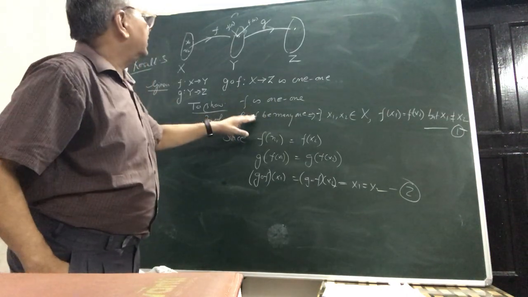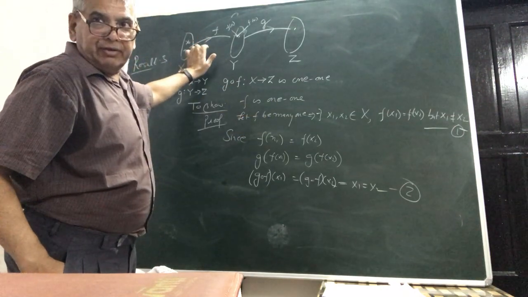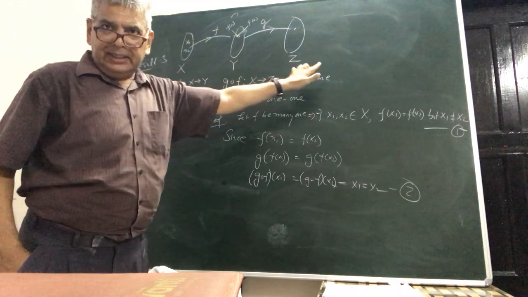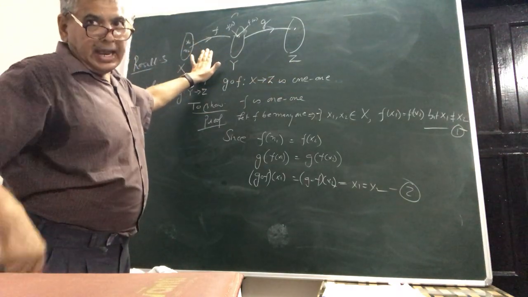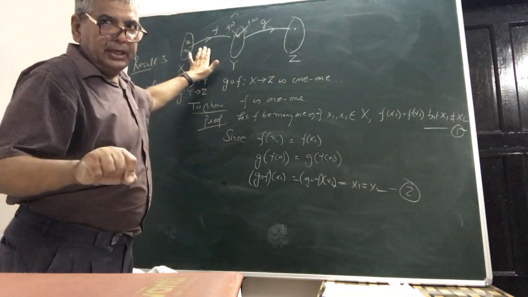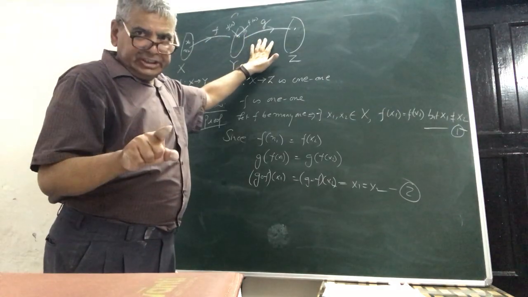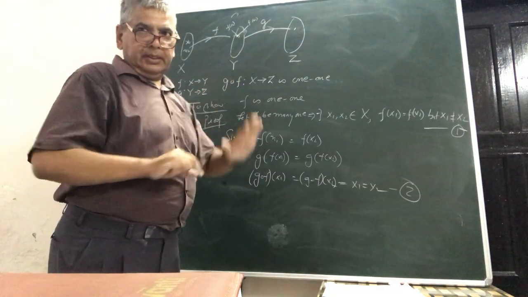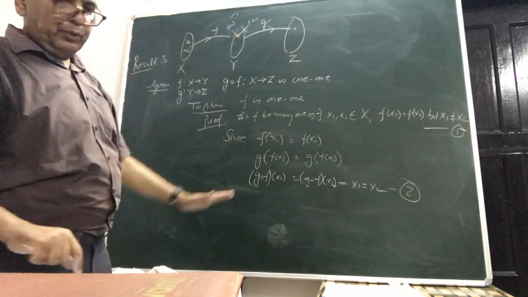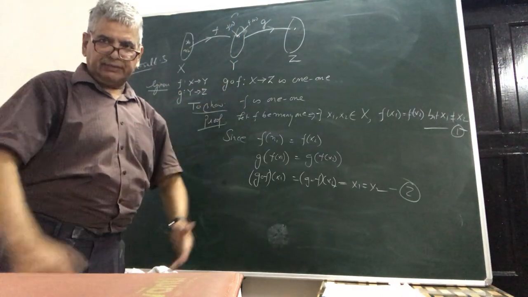So remember that f ought to be 1-1. If at all g of f is 1-1, then f necessarily had to be 1-1, whereas no such restriction is there on the g. So this completes the proof. This is the converse of that thing.